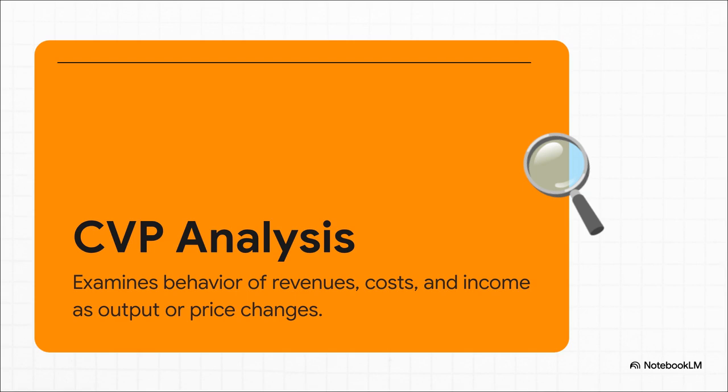Cost volume profit, or CVP analysis, is basically the study of how total revenues, total costs, and operating income change when there are variations in things like output levels, selling prices, or costs. Think of CVP as the fundamental engine that managers use for profit planning. Whether a company is figuring out how to price a product, evaluating a brand new startup, or trying to find the absolute best product mix, CVP is the exact model they use to predict the future.